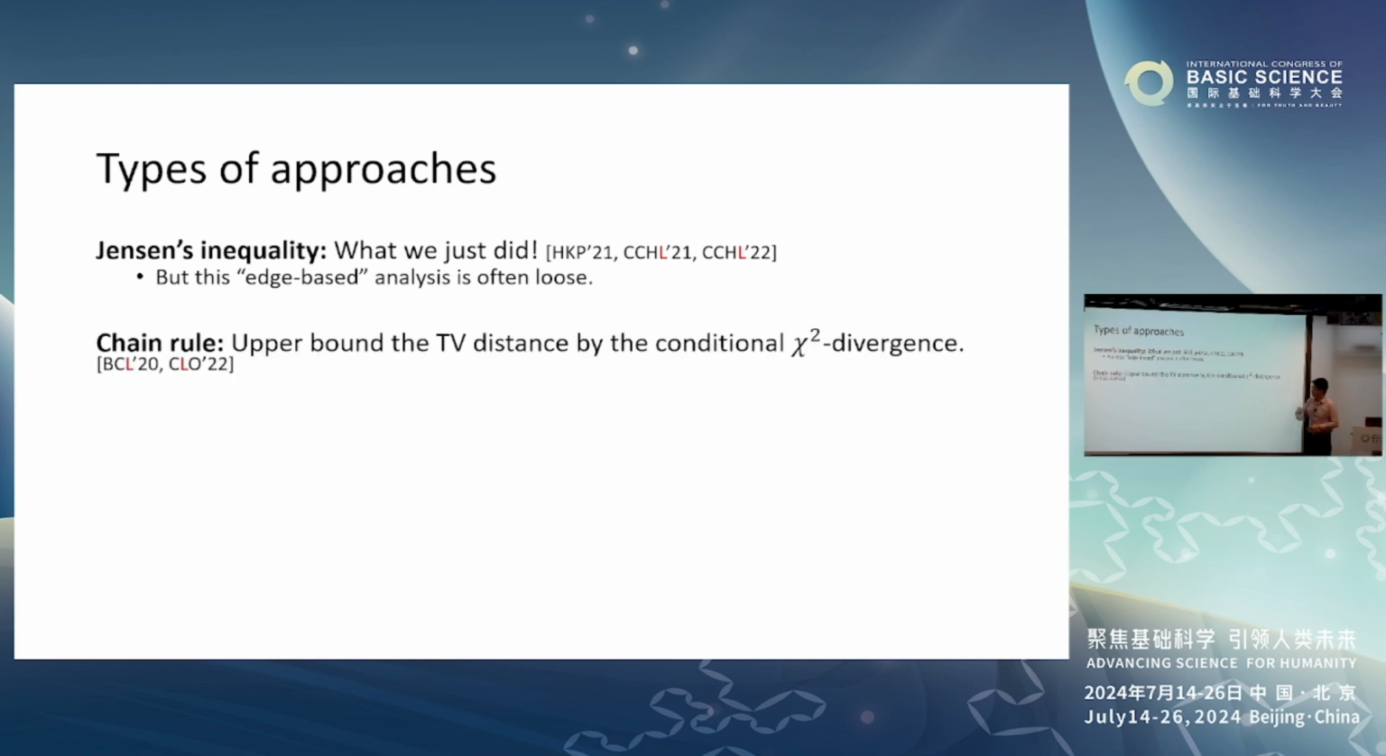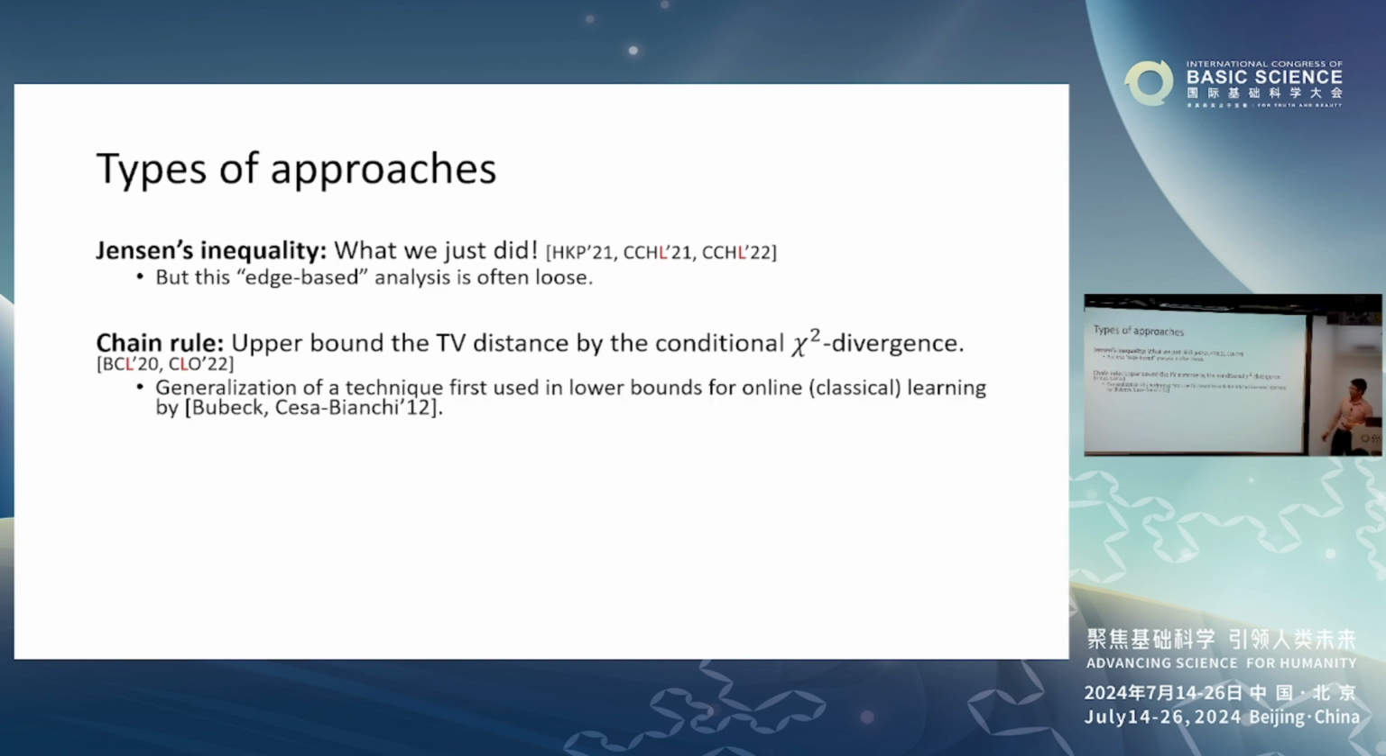So sometimes we have to do path-based analyses, and these are often much more complicated. Some of the first techniques that we had were chain rules that bound TV by conditional chi-squared. And this is actually a generalization of lower bounds first developed for online learning.